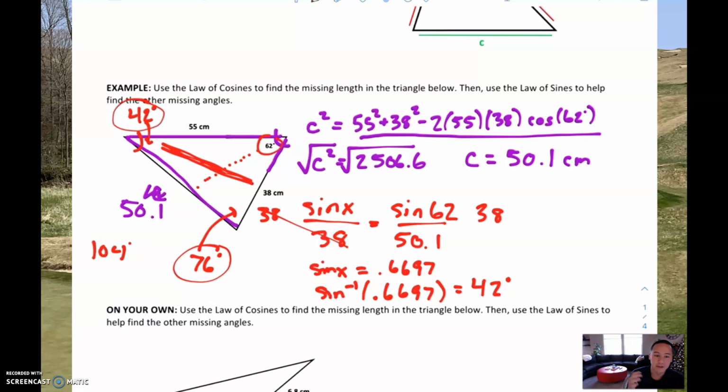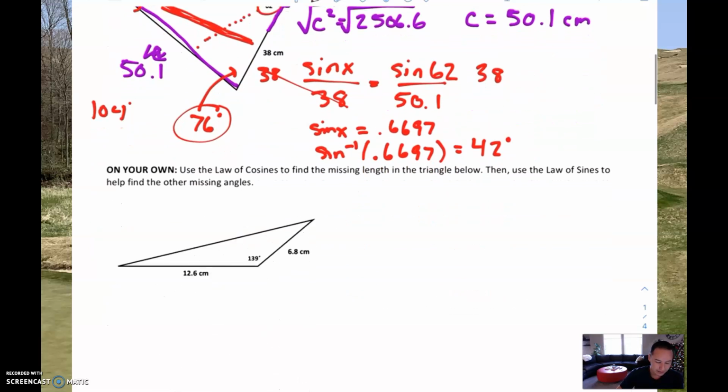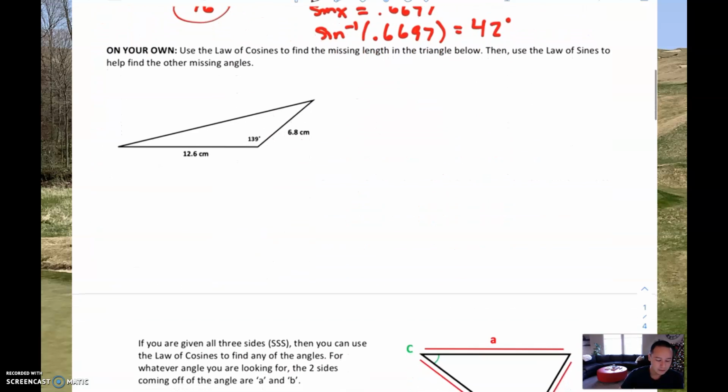So there's a little introduction to the law of cosines. We used it to find a side. Once we had that side, then we used law of sines to find the other missing angles. Go ahead and try the next one on your own and pause the video right now, and then when you are all done, come on back.